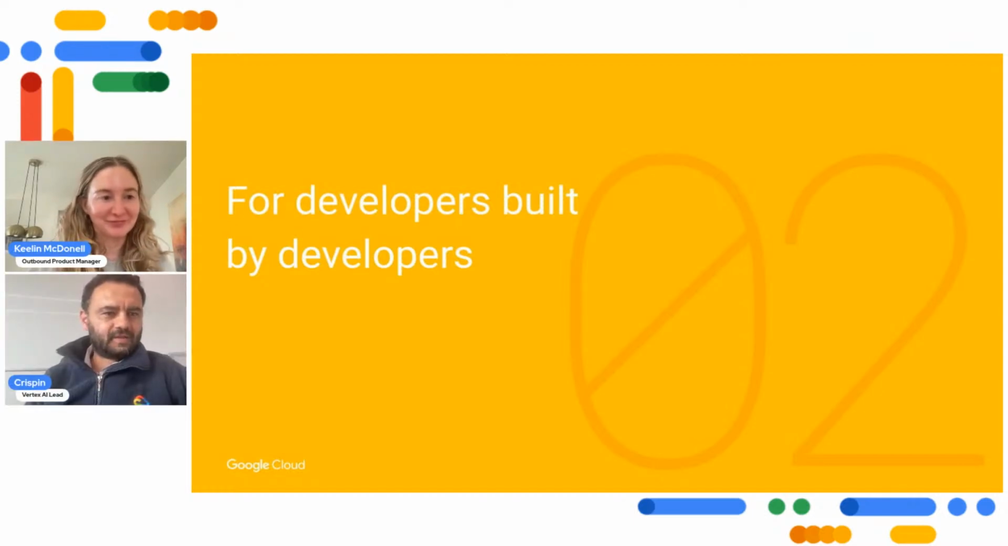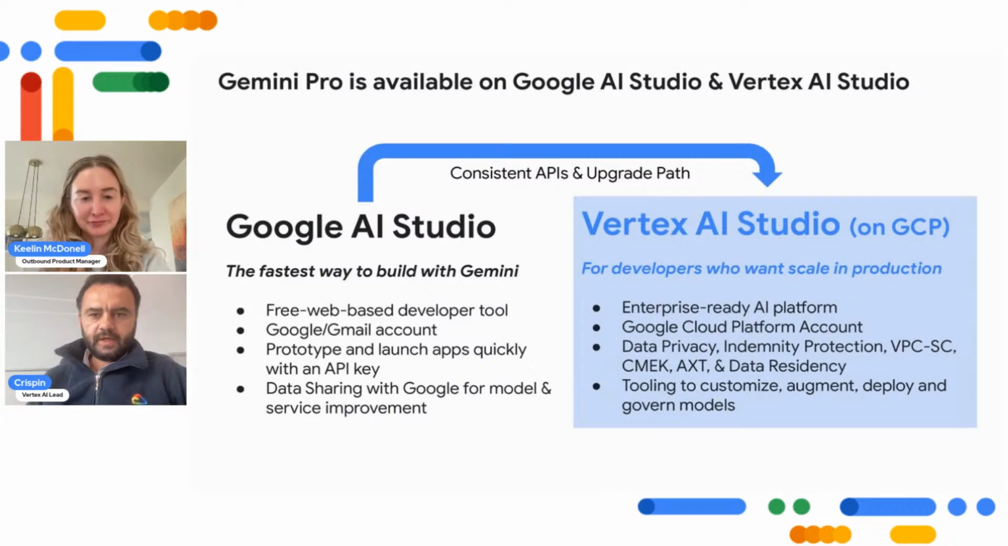All right, thanks, Keelan. That was a very interesting introduction and overview of our Gemini platform, right? So right now, what we want to deep dive into is how we've built this platform and what our focus has been for developers and built by developers. There are two core components that we'd like for you to take home after this session. Number one is that Gemini Pro is available on Google AI Studio, but it's also available in Vertex AI Studio.